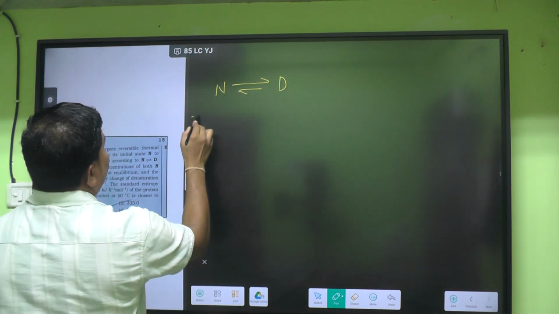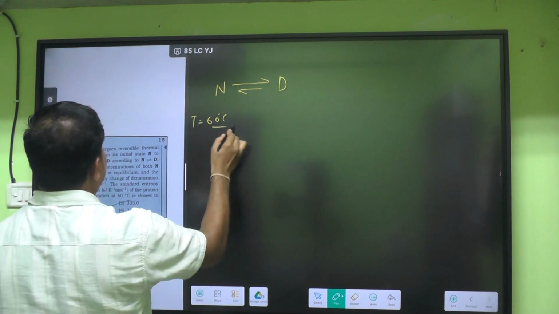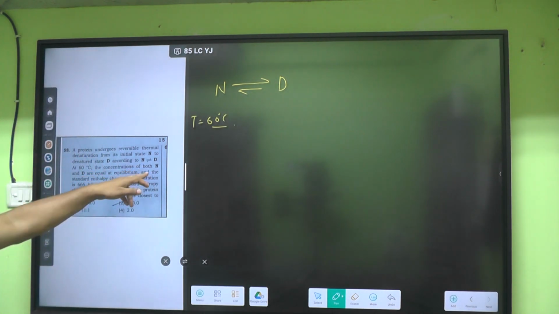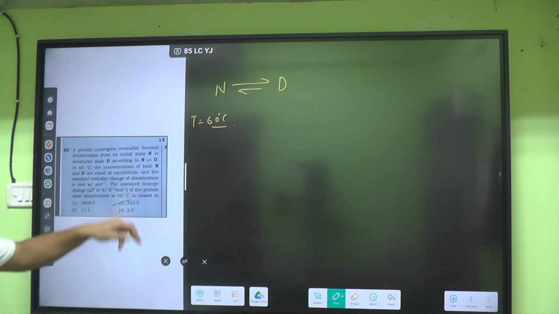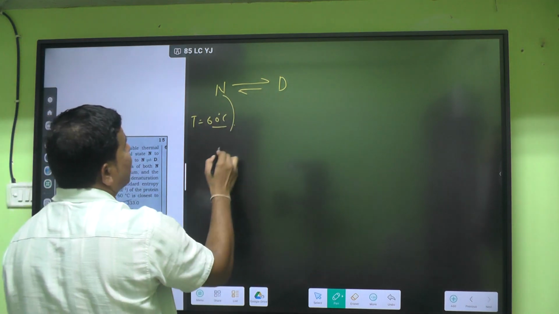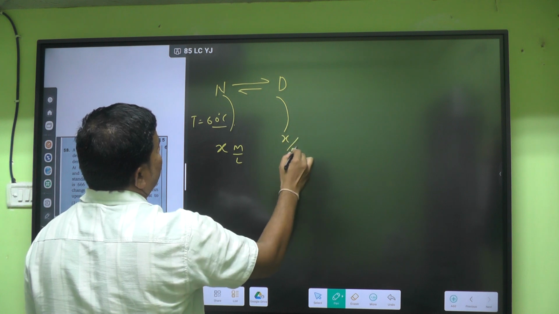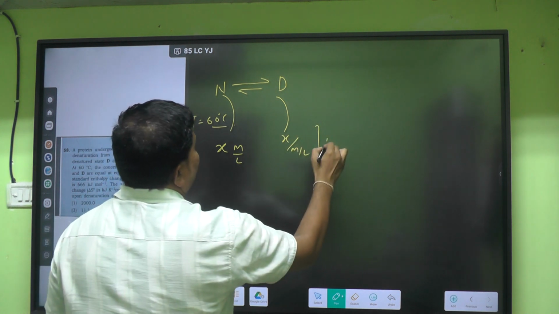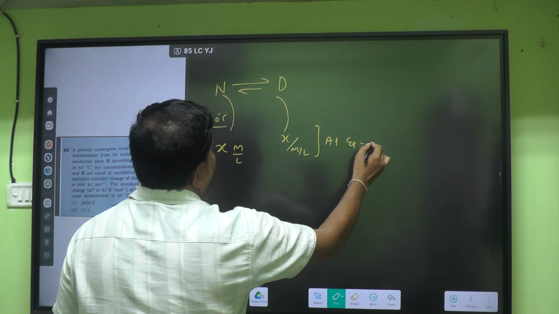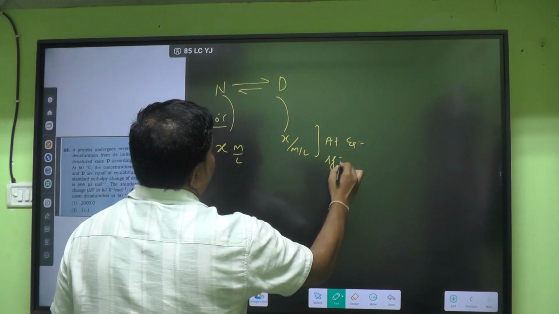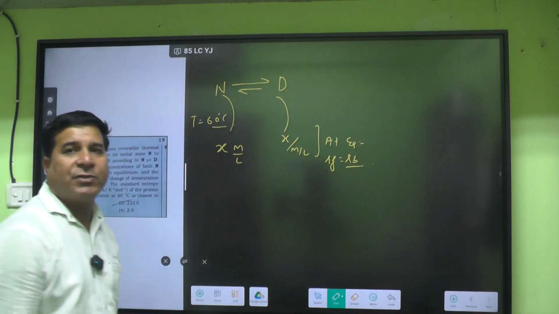The temperature given is 60 degrees Celsius. The concentrations of both N and D are equal at equilibrium. Each concentration is x mole per liter at equilibrium condition. When the rate of forward reaction is equal to the rate of backward reaction, that is the equilibrium condition.